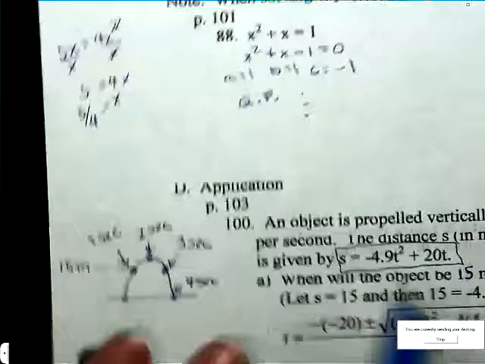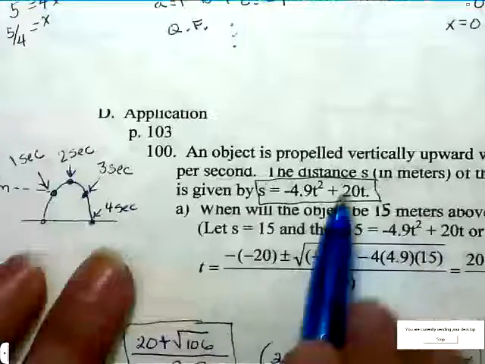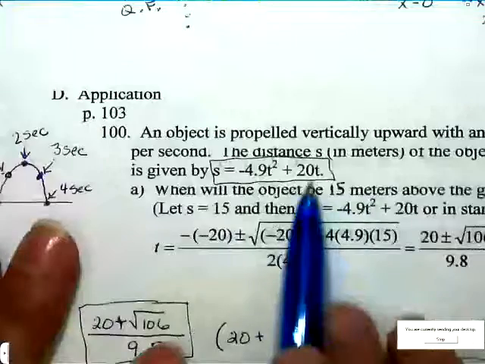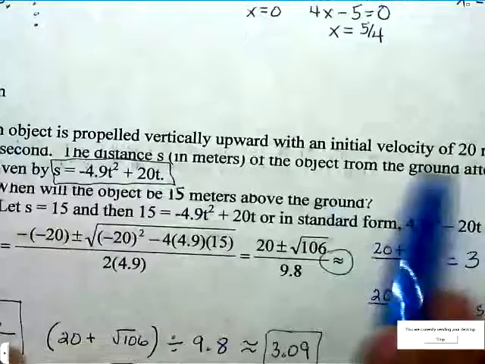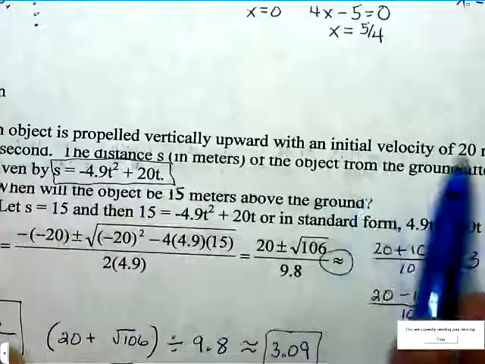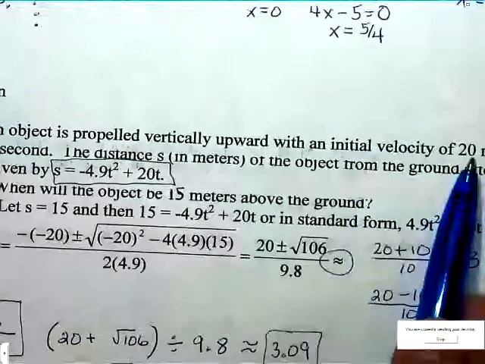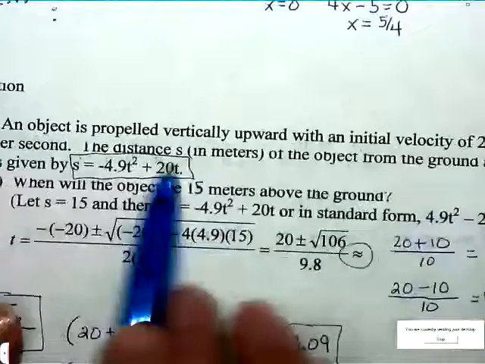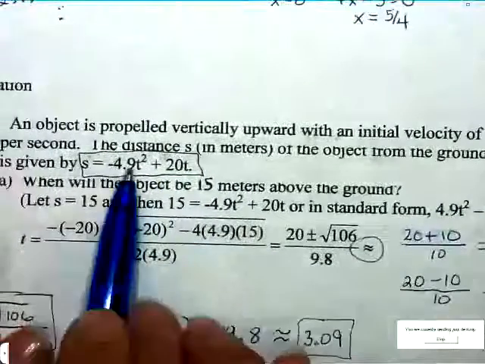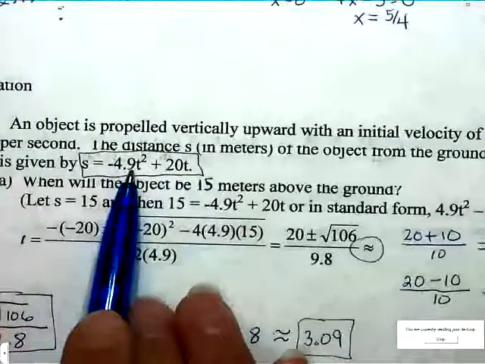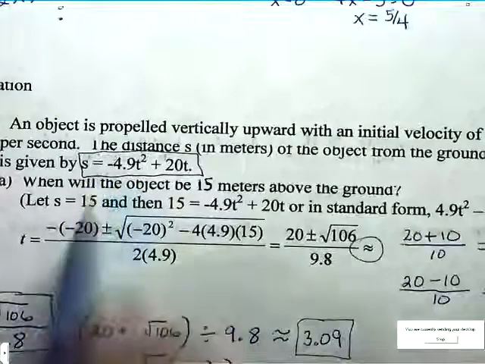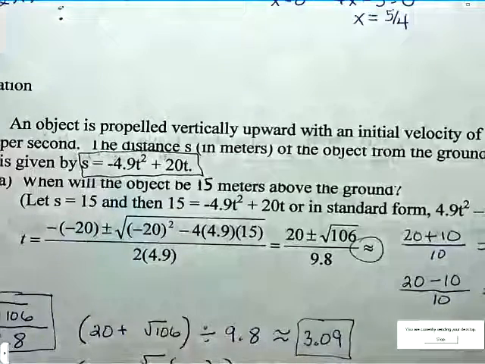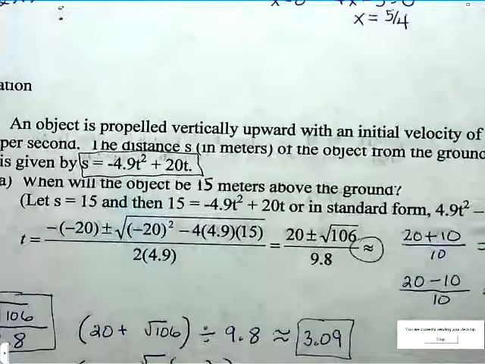And sometimes there's not a 20. The only reason there's a 20 there is because this object started with a velocity of 20 meters per second. If it had been thrown upward with a velocity of 10 meters per second, that would be a 10. And the negative 4.9 is only when your units are in meters per second. If your units are feet per second, then that's a negative 16. But you don't have to memorize that. The formula is going to be given to you. You just have to know what to do with it.